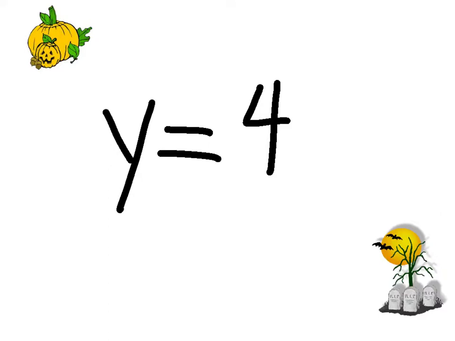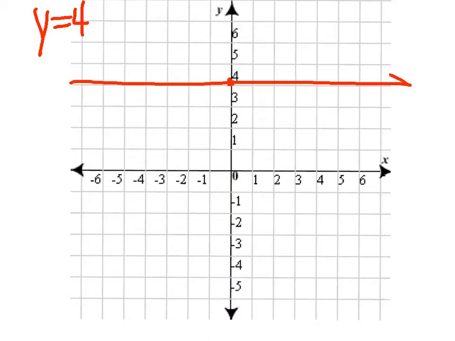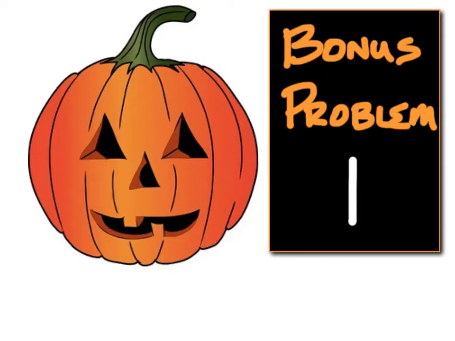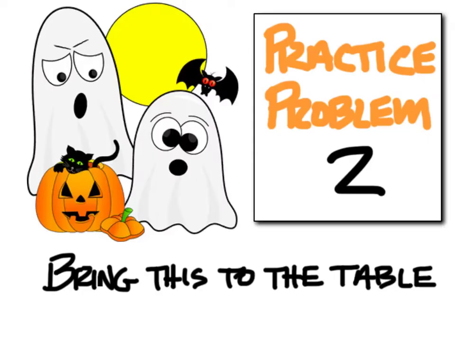Okay, for the practice problem, go ahead and do y is equal to 4. Our practice problem is y is equal to 4. So we find our y is equal to 4 point. So we have 1, 2, 3, 4. That's our point. Okay. And then we draw our horizontal line. Arrows on both ends, and that should be our graph. The answer for this one should be 1.